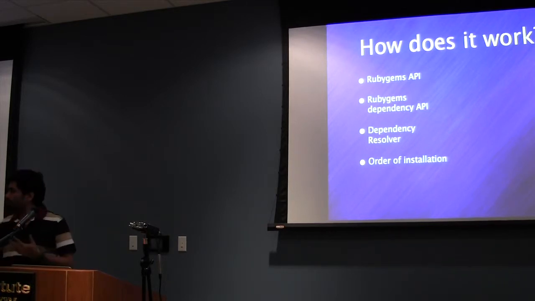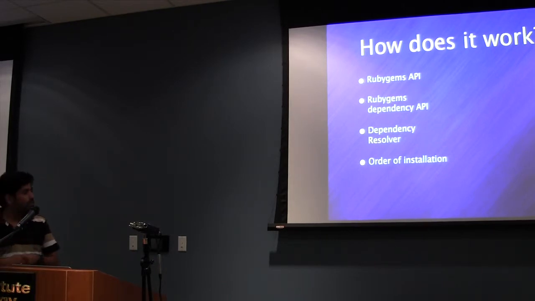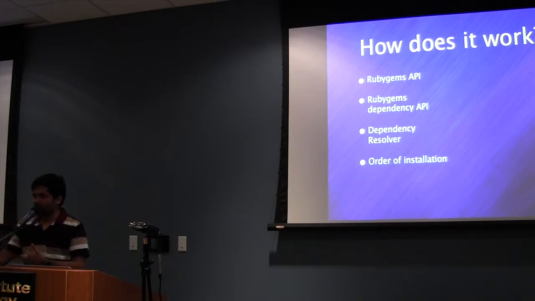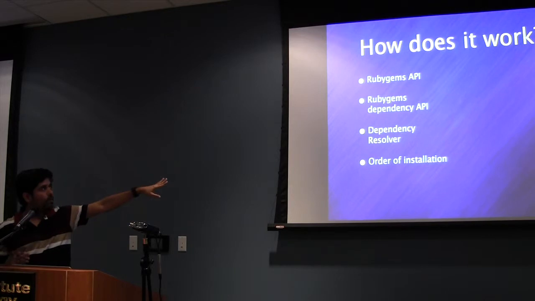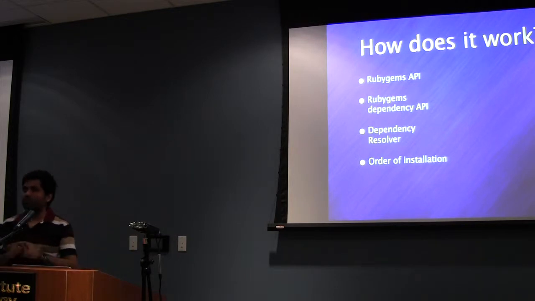How does it work? There's a RubyGems API, there's a RubyGems dependency API, there's a Bundler dependency resolver, and then the order of installation, the order in which your gems should be installed. These are the four main problems that Bundler tackles. How many of you are familiar with the RubyGems API or have used it in one way or another?